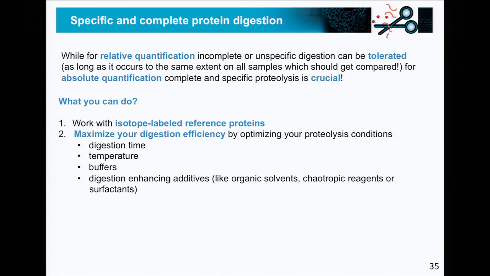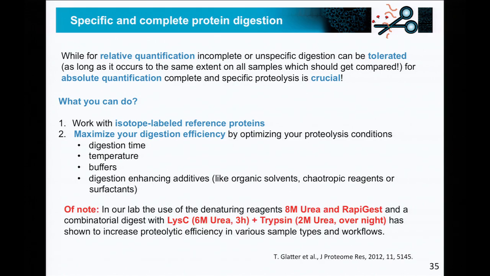So if you plan an absolute quantification project, you need to think a bit about or test a bit your optimal digestion protocol. You can vary time, temperature, buffers, digestion enhancing additives. And one protocol that we here in the lab work a lot with whenever it comes to absolute quantification is a protocol where we first digest our proteins with LysC at 6 molar urea, and then we use trypsin as the second digestion step at 2 molar urea.